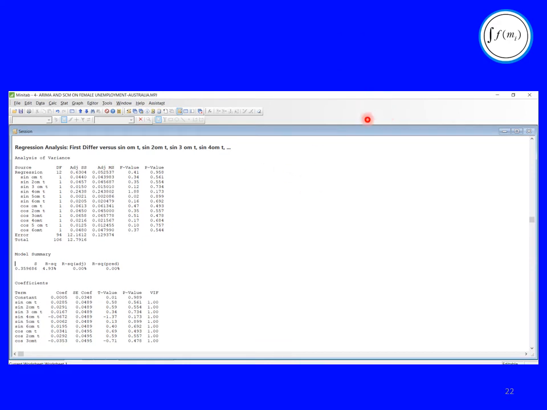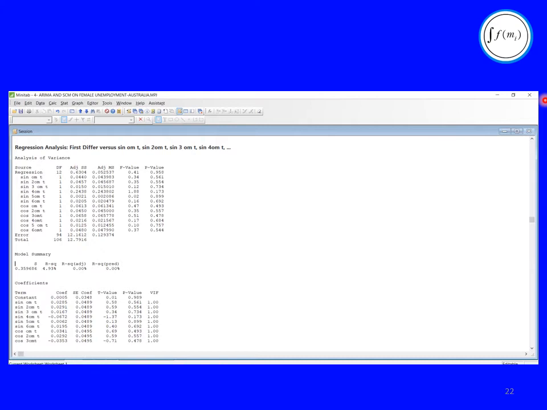Here this is the regression output. You can see these are the p-values. None of the p-values are less than 0.05. That means none of these trigonometric functions are significant. So what to do? That means the method does not work with the first difference. So let's start with the second difference.